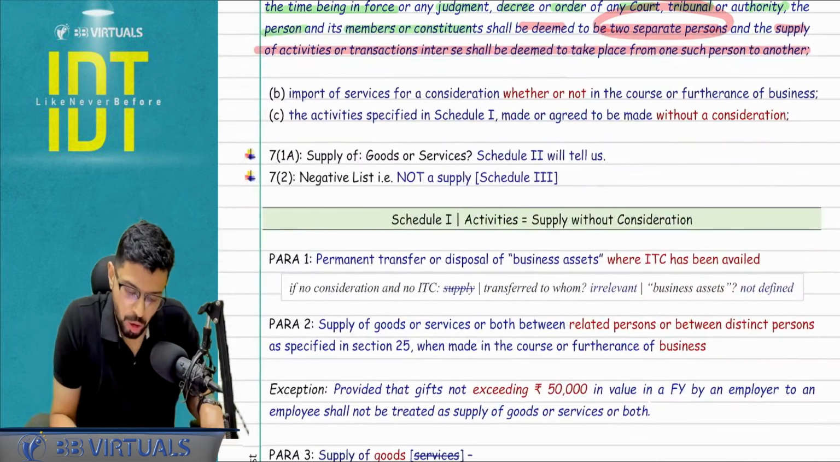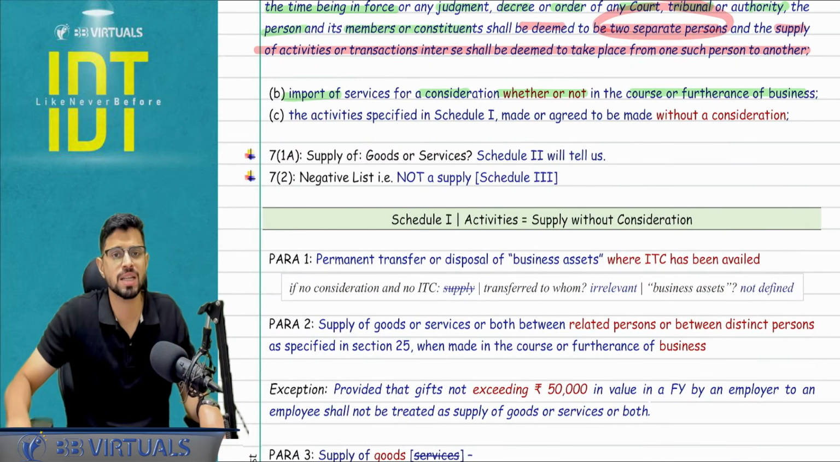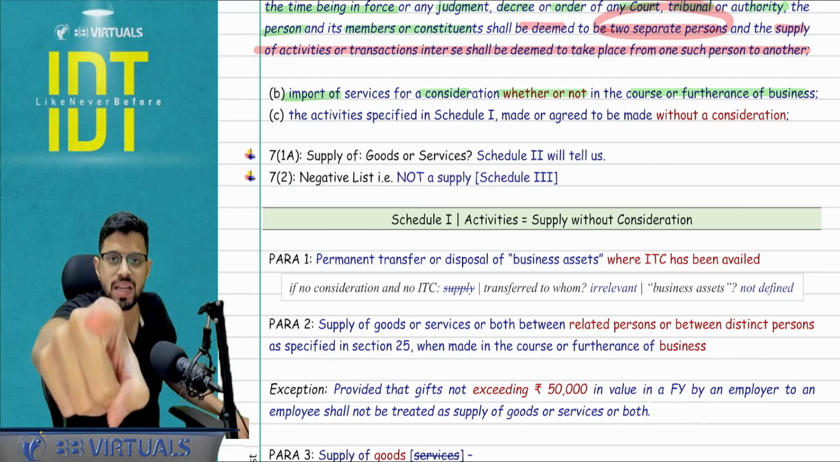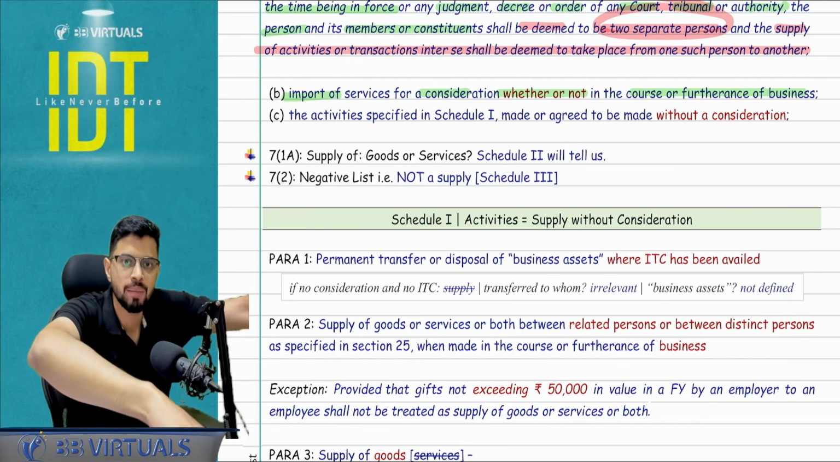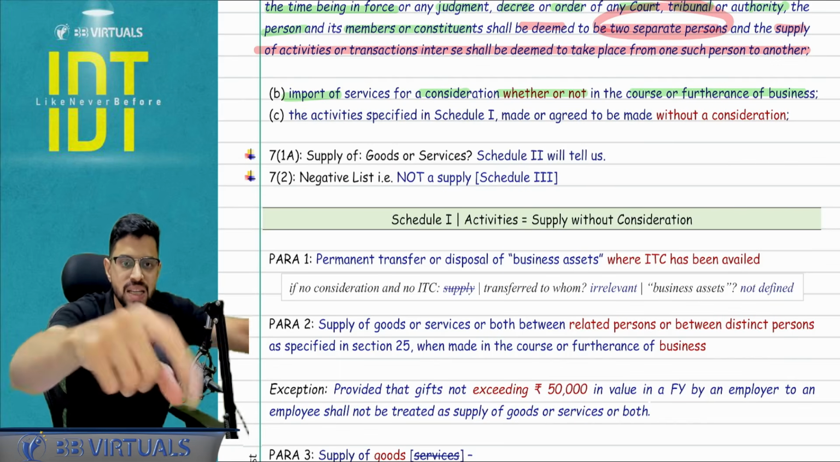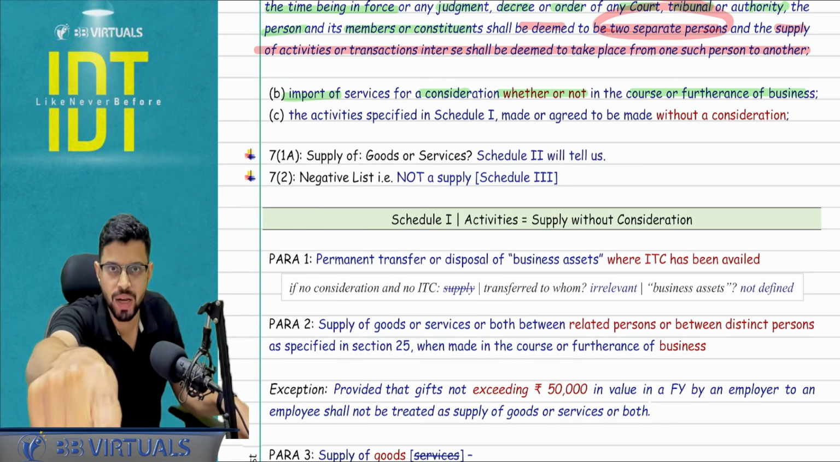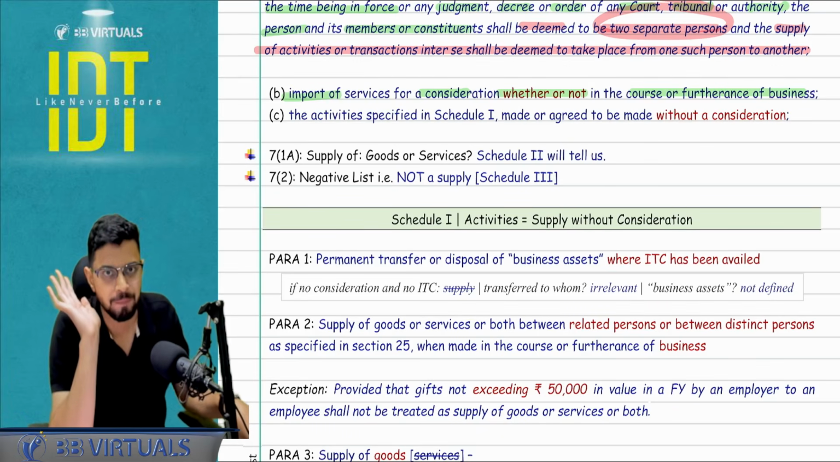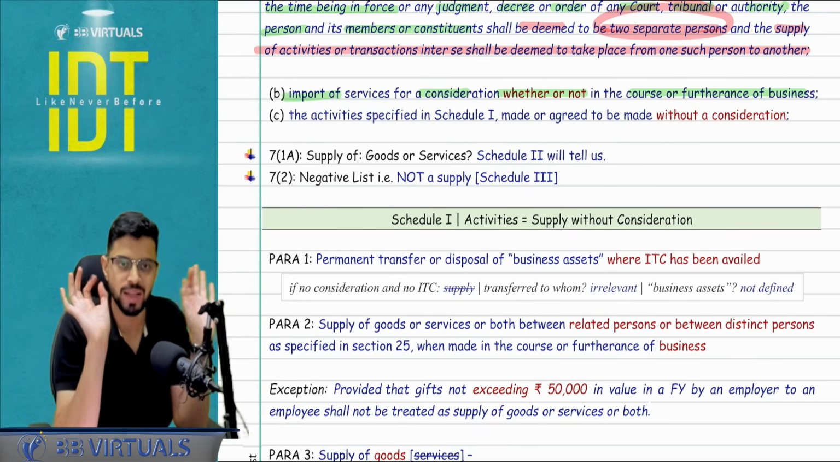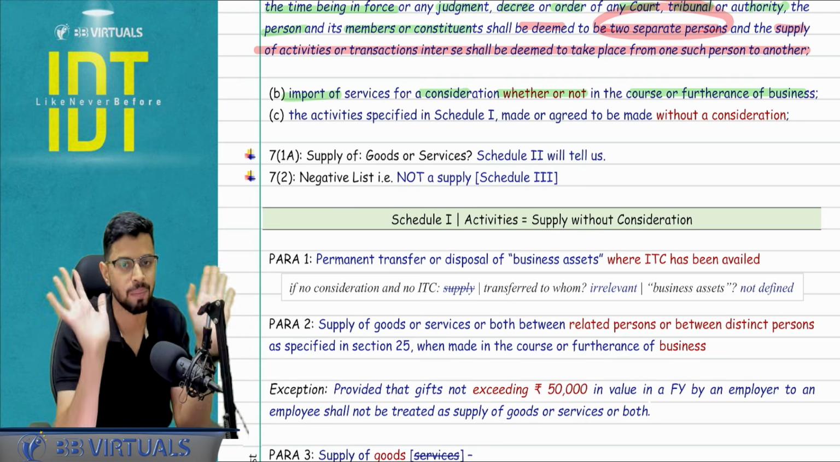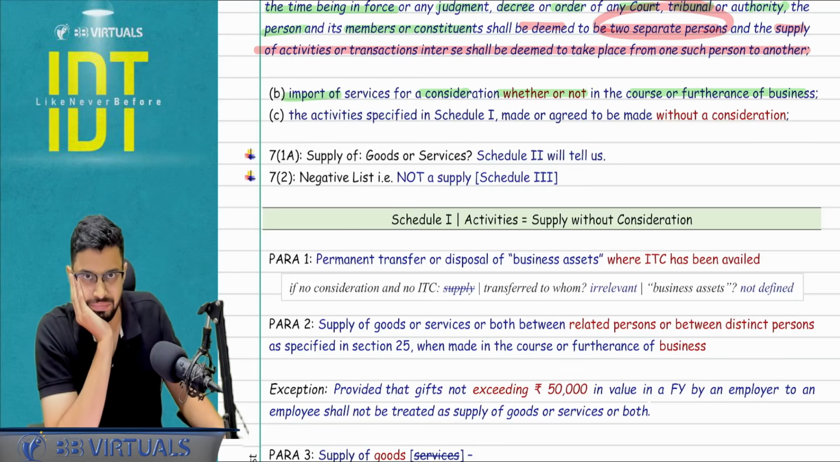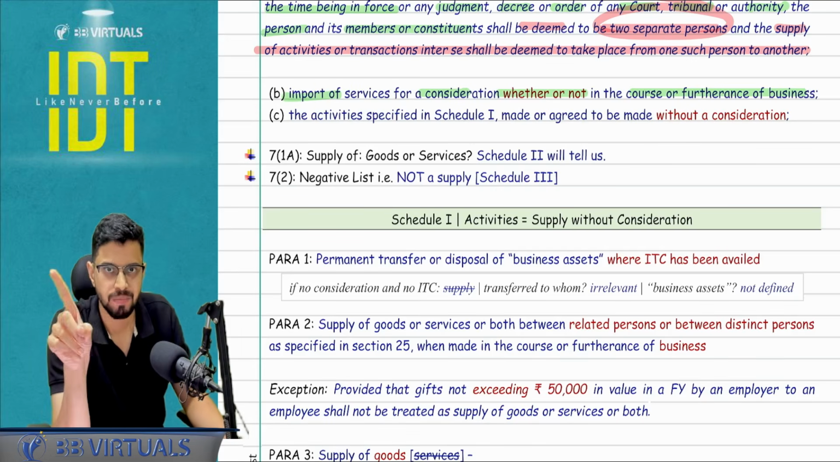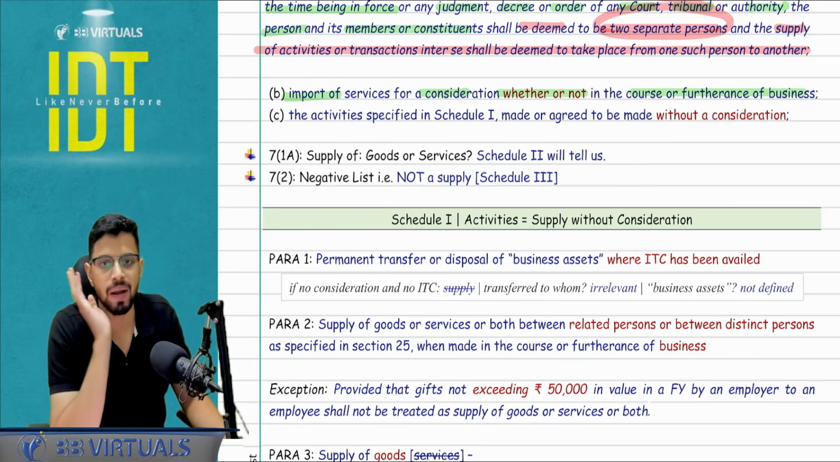7(1)(b), import of services for consideration, whether or not in the course or furtherance of business. Had you taken these services from someone in India, for him the business test would have been applicable and GST would have been applicable. Now, in your case, we don't care whether it is personal or non-personal. It will be a part of supply. Because right now we are talking about supply. So yes, it is a part of supply. So taxable event, tick. Taxable event, tick. It is a supply.